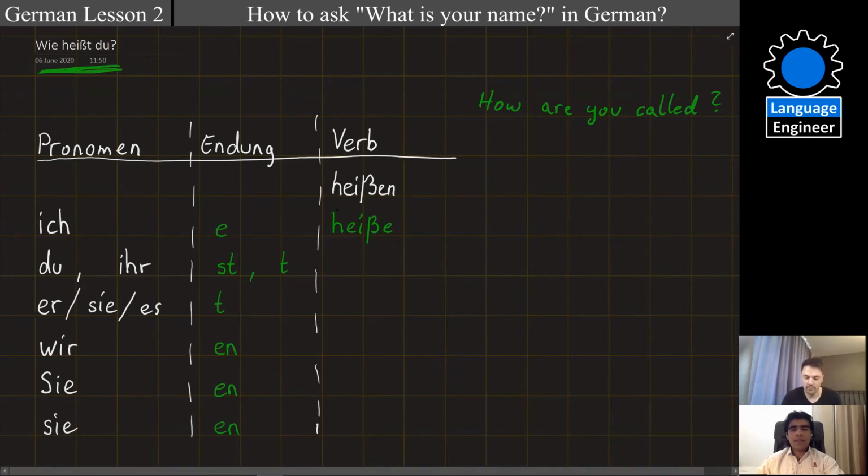So what's the difference between a simple S and a sharp S? The pronunciation is the difference. So when you have this kind of S, then you will say s.